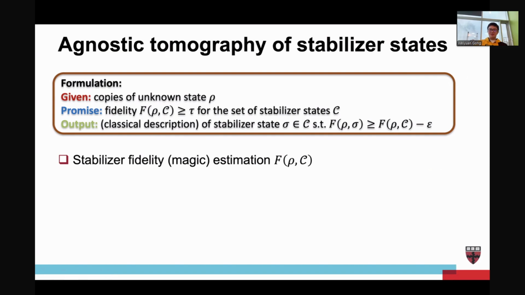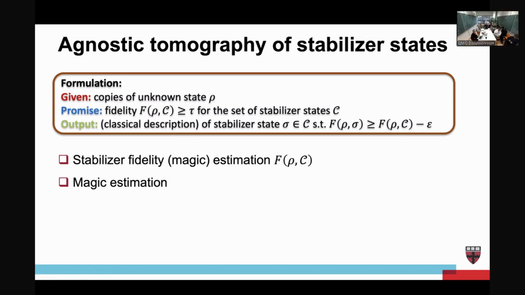So what is magic? A stabilizer state can be classically simulable, so it contains no magic. Magic just measures how much of your state cannot be classically simulated, or how far your state is from a stabilizer state. So if we know the stabilizer fidelity for a given state rho, then you can estimate the magic for the state rho. I should point out that, are there any questions?